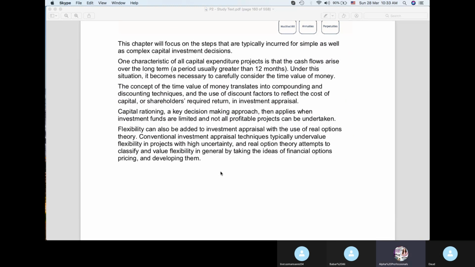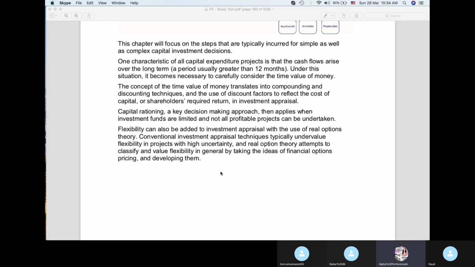This chapter will focus on the steps that are typically incurred for simple as well as complex capital investment decisions. One characteristic of all capital expenditure projects is that cash flows arise over the long term. Under this situation, it becomes necessary to carefully consider the time value of money. Obviously, when we talk about discounting, it means that if any project is spreading over a period of more than 1 year, the time value of money concept would be involved, and you will have to discount the cash flows.